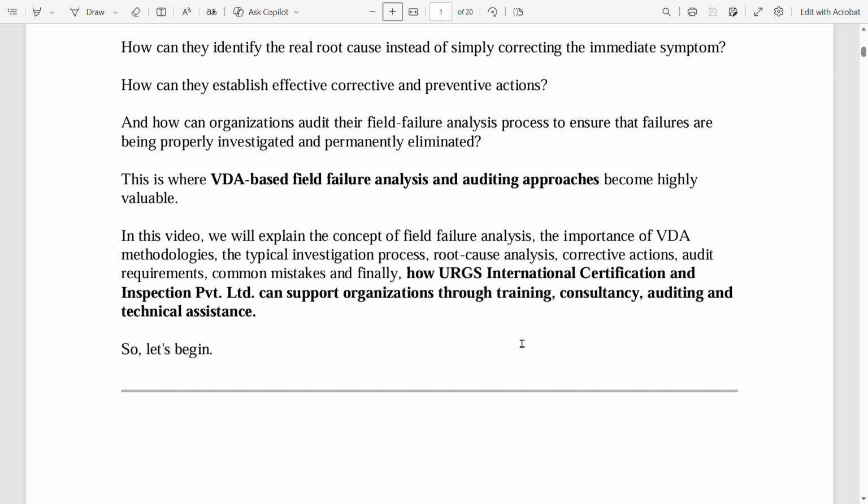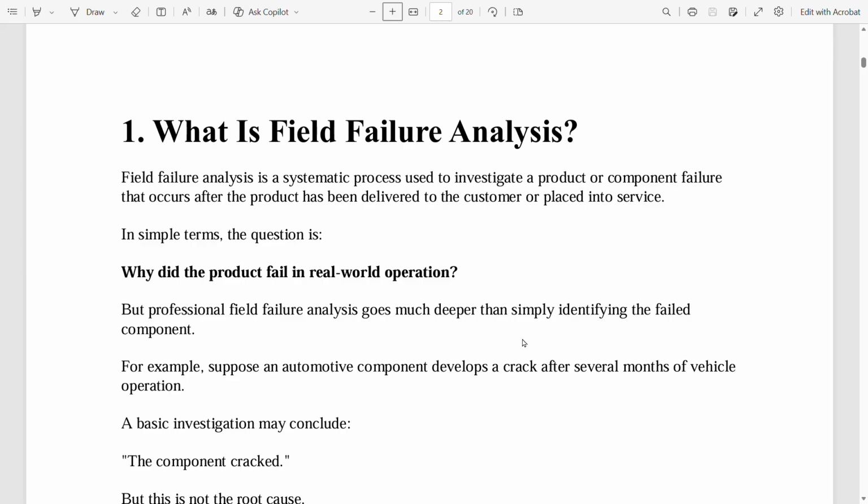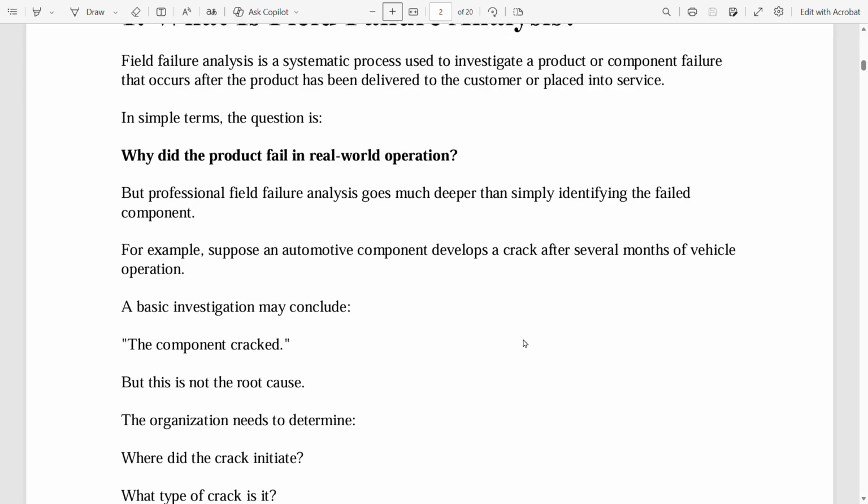So let us begin. First, what is field failure analysis? Field failure analysis is a systematic process used to investigate a product or component failure that occurs after the product has been delivered to the customer or placed into service. In simple terms, the question is, why did the product fail in real-world operation? But professional field failure analysis goes much deeper than simply identifying the failed component.